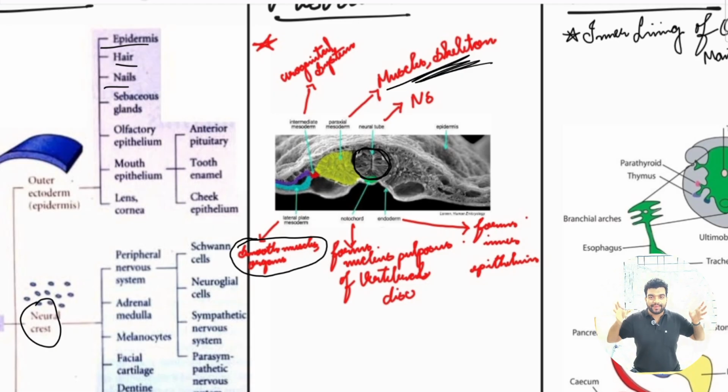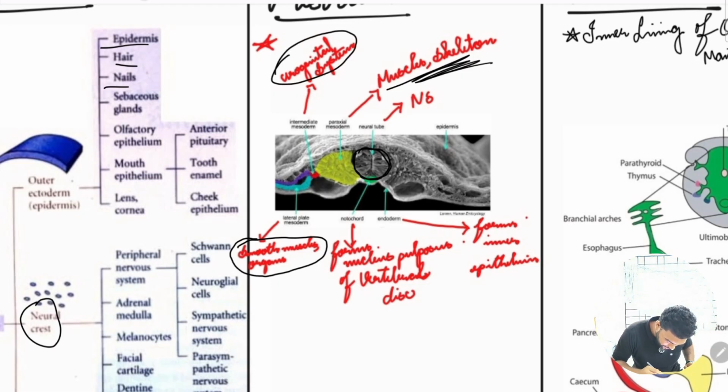Between paraaxial and the lateral plate mesoderm, there was something known as intermediate mesoderm. So here the genitourinary system will be formed. All the urinary system will be formed by intermediate mesoderm. This is the only thing that you need to remember in mesoderm.